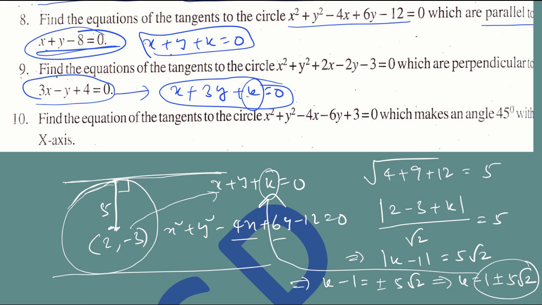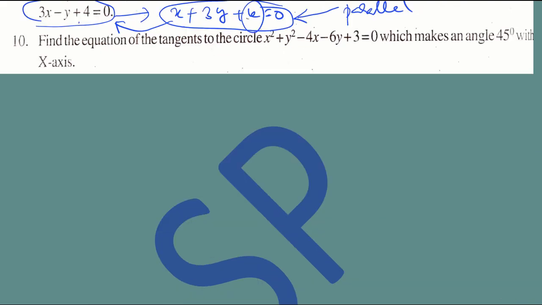You will get your answer. I leave it there. I hope you understood this problem. I am saying you find tangents parallel to this. Because this is perpendicular to this one, your tangents ultimately will be perpendicular to this one. Okay? Now moving to next problem.